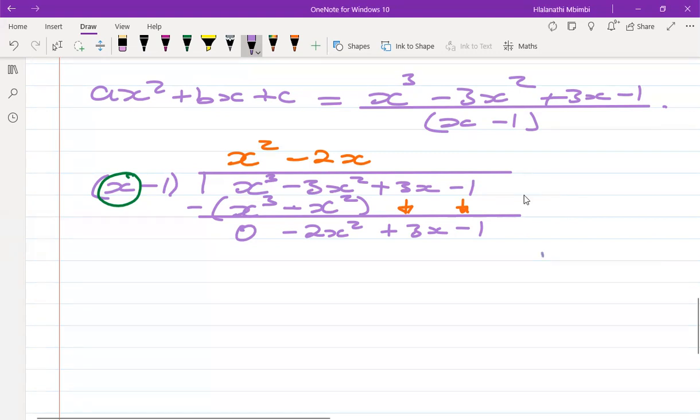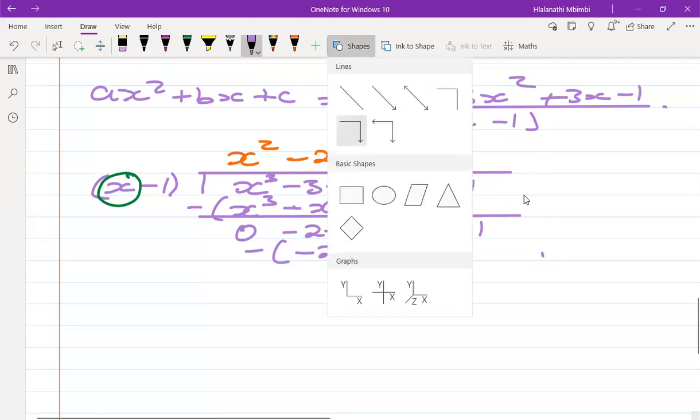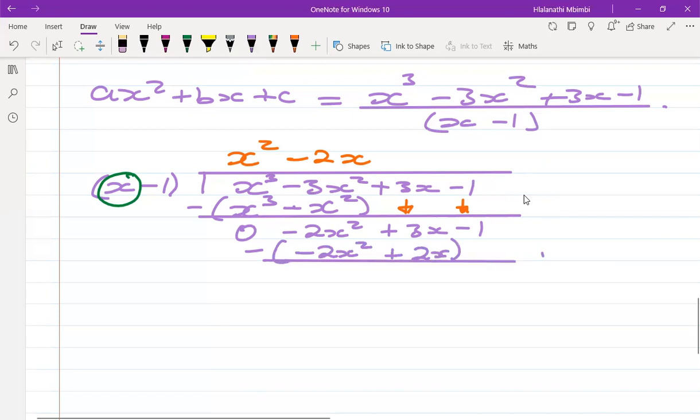Okay, so you now have this negative 2x, and you times it with that x, and you times it with the -1 as well. So you're basically timesing it with that bracket. And this is what's going to come out: negative 2x squared and positive 2x. You put a bracket on top of that and minus it. Once you've minused it, this negative is going to get inside, so it's going to be positive 2x squared, and then negative 2x.